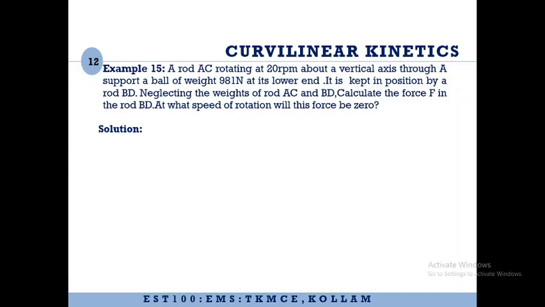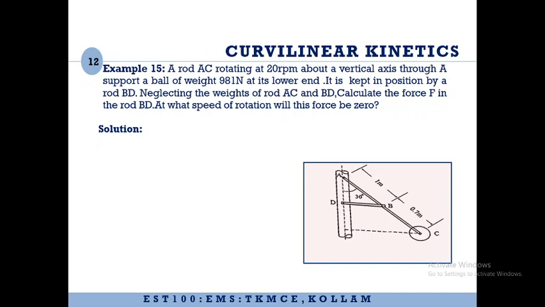A rod AC is rotating at 20 rpm about a vertical axis through A and supports a ball of weight 981 Newton at its lower end. It is kept in position by a rod BD. Neglecting the weight of the rods AC and BD, we have to calculate the force F in the rod BD. Also, at what speed will this force be 0? So this is the question.